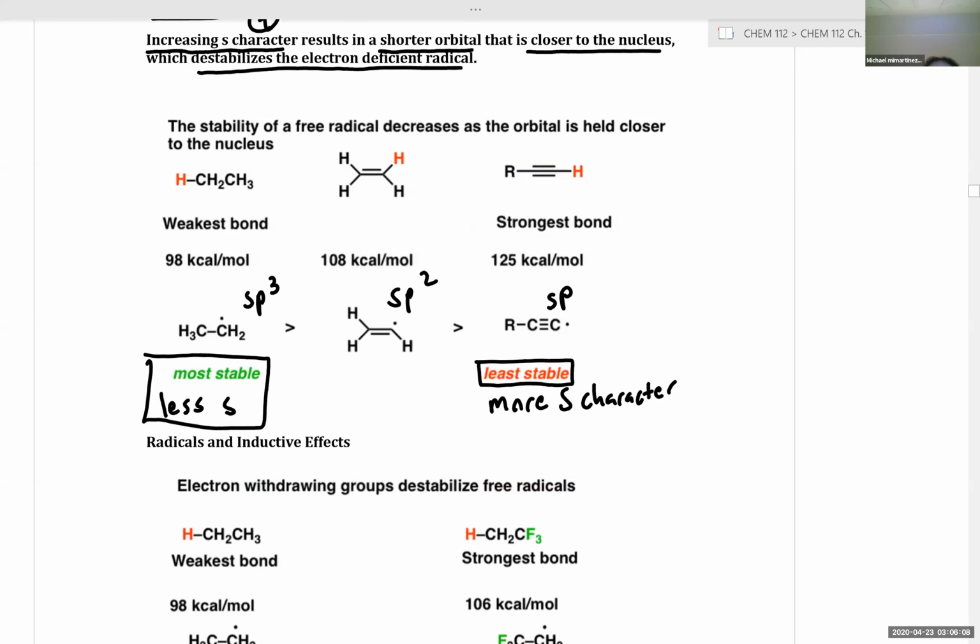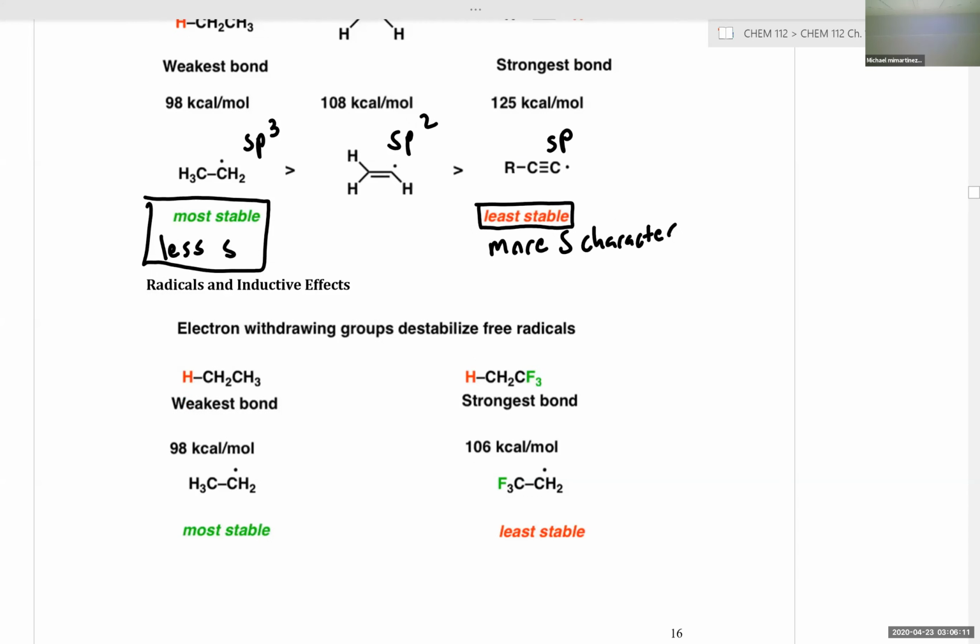Now, by the same token, radicals also experience destabilization from inductive effects. So electron withdrawing groups destabilize our free radicals. If we have an adjacent electron withdrawing group, that results in a less stable radical. Radicals are electron deficient, so they want to get electron density. They don't want to have something take electron density from the radical. Does that make sense so far? Is everyone comfortable with this idea?